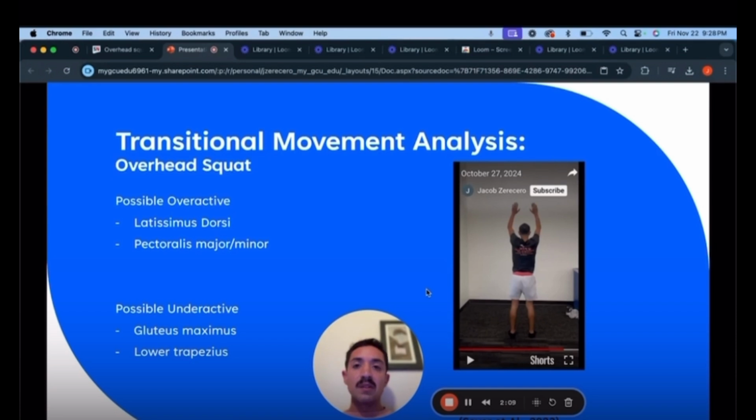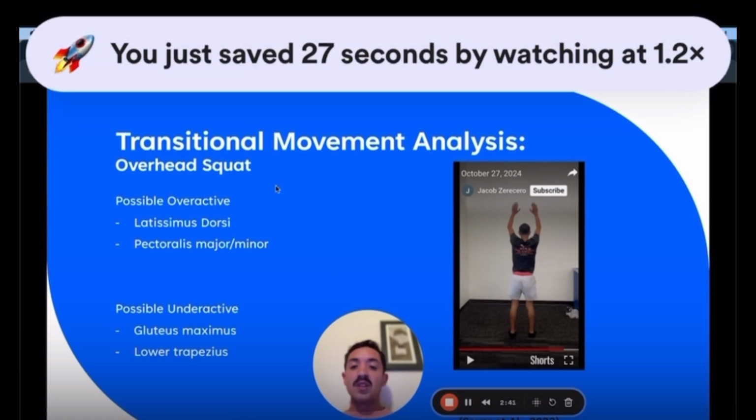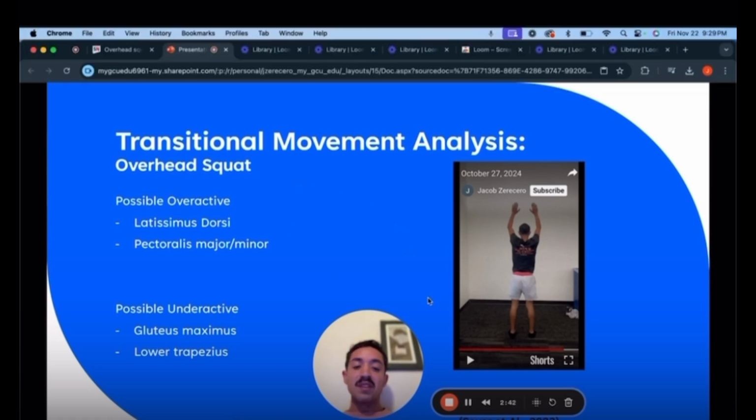When looking at another research article about the overhead squat analysis and comparing it to treadmill running, it was shown that there is a high correlation between the midfoot stance and the feet in the overhead squat analysis. And if there is a pronation in this, then there will be a pronation while running, which makes sense. And that is all I have for the transitional.